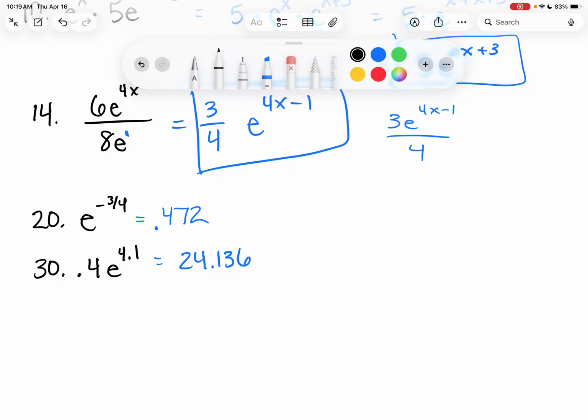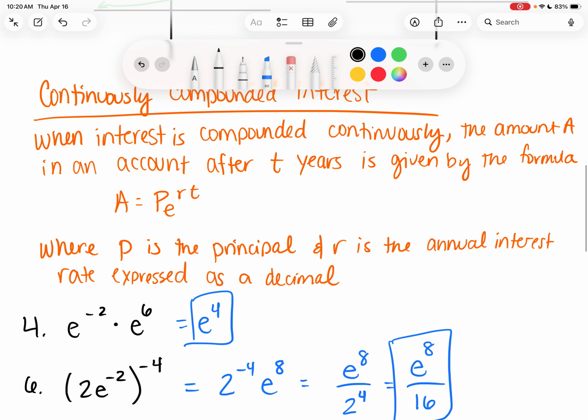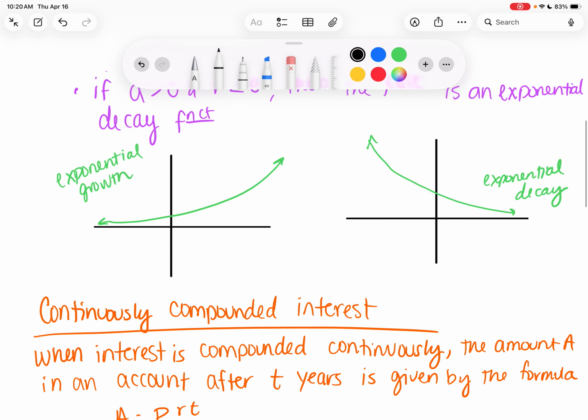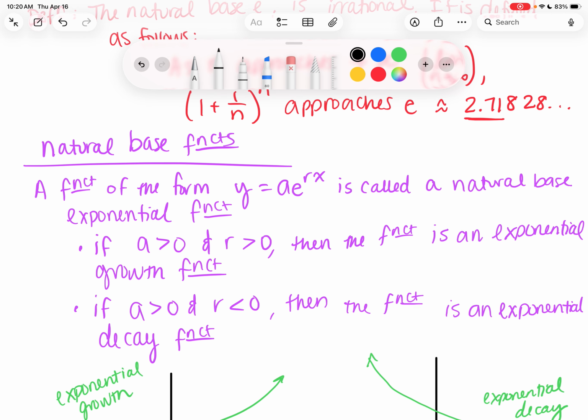All right, we're getting into growth or decay now, because I trust we're okay on those calculator ones. All right, so this is where we're going to be going back to, right here, this form, a e to the rx.